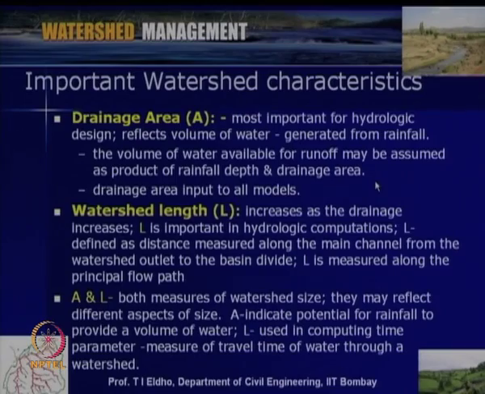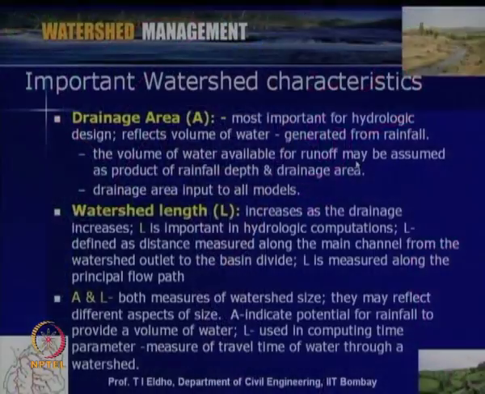This is a simple calculation and may not be very accurate, but generally we can take the depth of rainfall or depth of water available multiplied by the drainage area as the volume of water available for runoff within the watershed. Of course, various losses will be there, so we have to consider the rainfall available, the so-called excess rainfall.